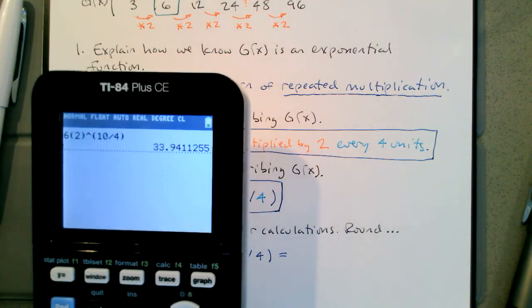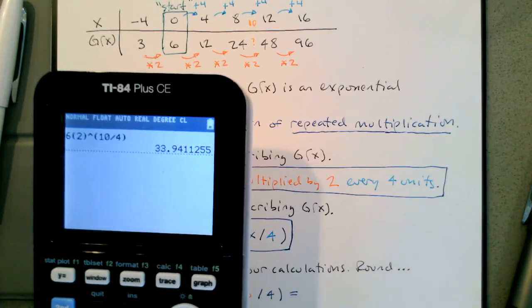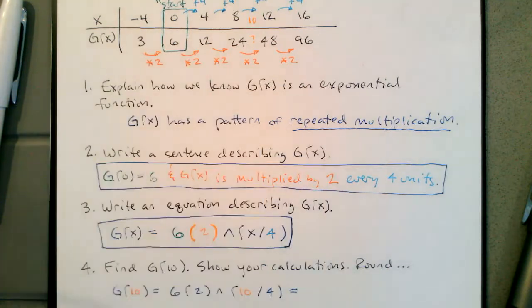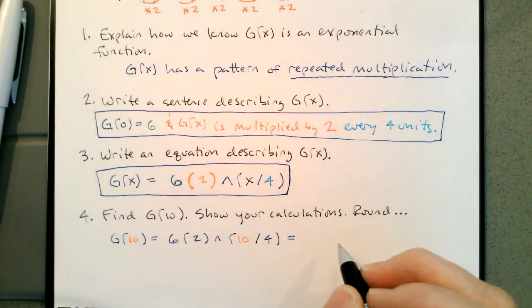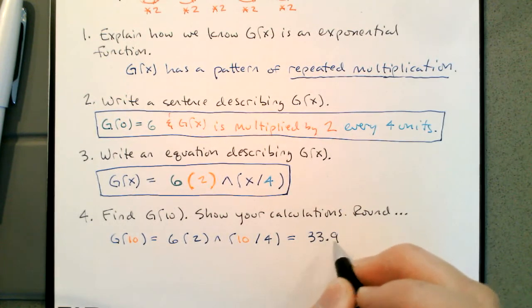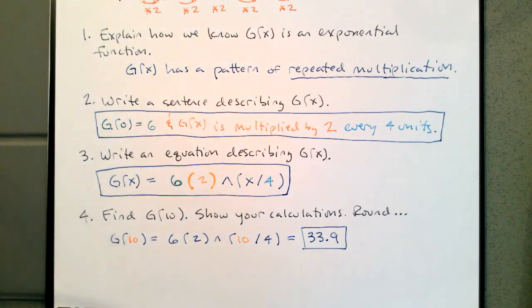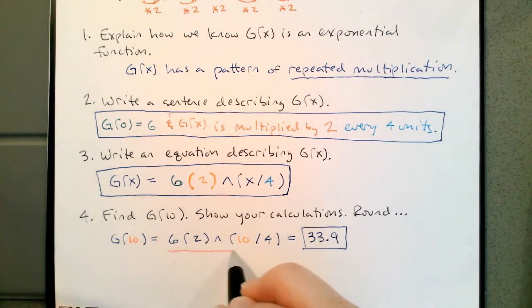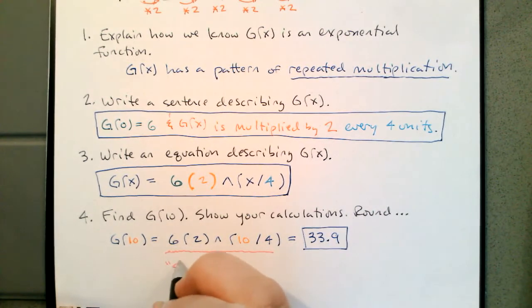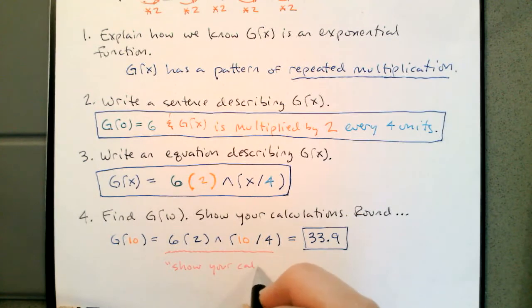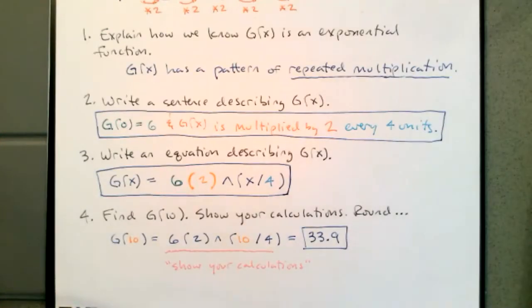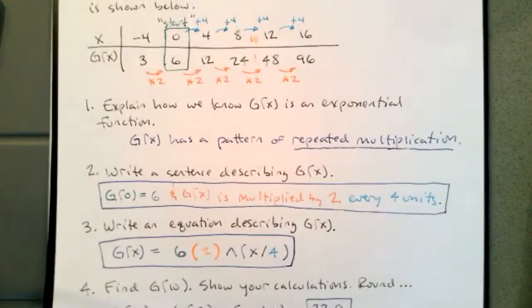We get 33.9. We were expecting something between 24 and 48. We got 33.9, which is between 24 and 48, and so we're pretty confident that we want to say 33.9. By writing or typing the 6 times 2 to the 10 over 4, this counts as show your calculations. So this part right here is the show your calculations portion of your answer. Here we took the 10, plugged the 10 in, and found the output. One of the points on the graph is 10 and 33.9.